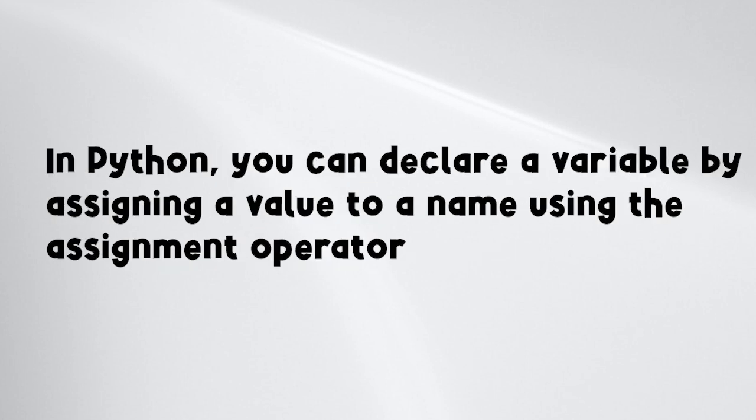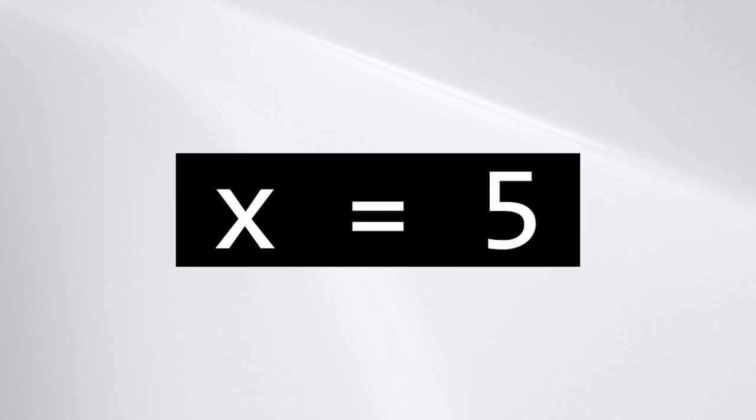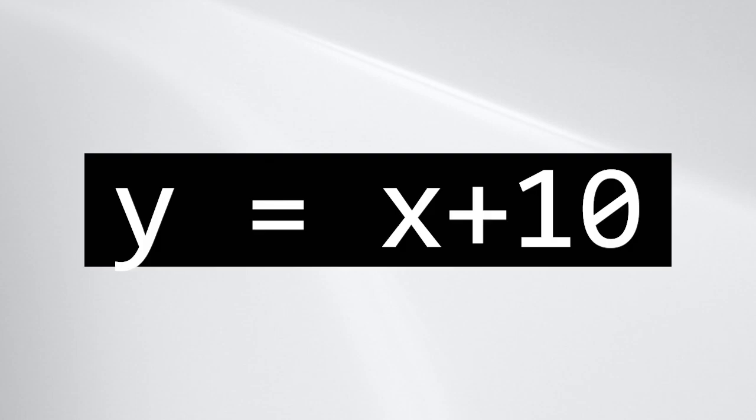In Python, you can declare a variable by assigning a value to a name using the assignment operator. So remember, this is the variable assignment operator. Here is an example: x, the assignment operator, and 5. This means we have a variable called x with a value of 5. Now we have a variable. We can use it throughout our program. For example, we can create another variable called y, and this variable's value is x plus 10, which is 5 plus 10. If we print y, it's gonna be 15.